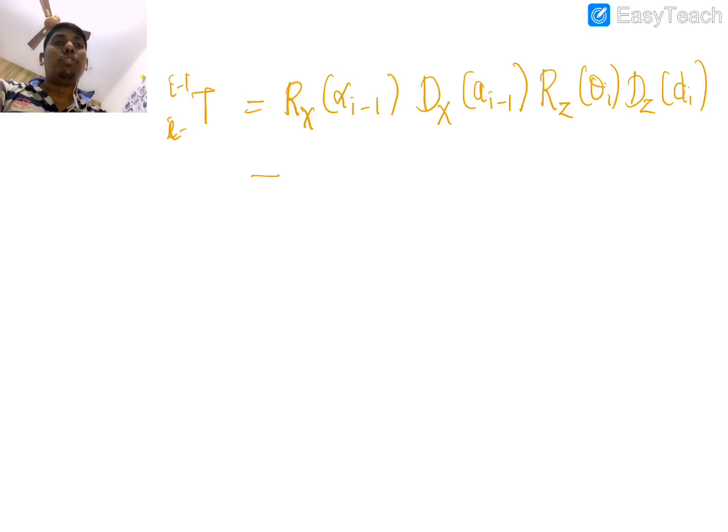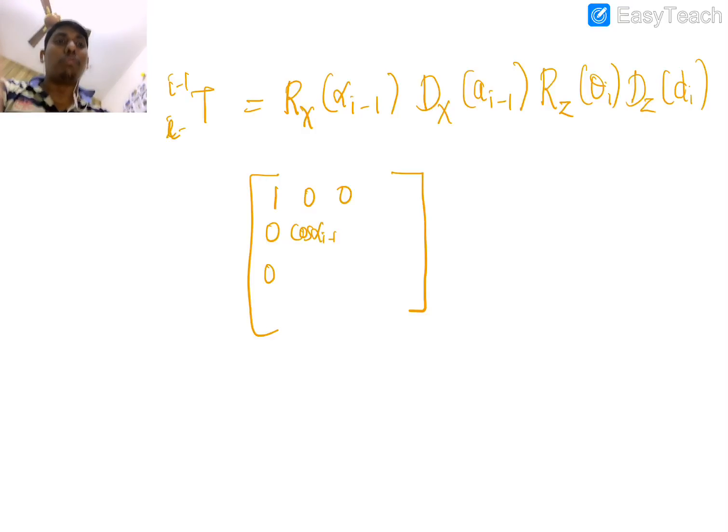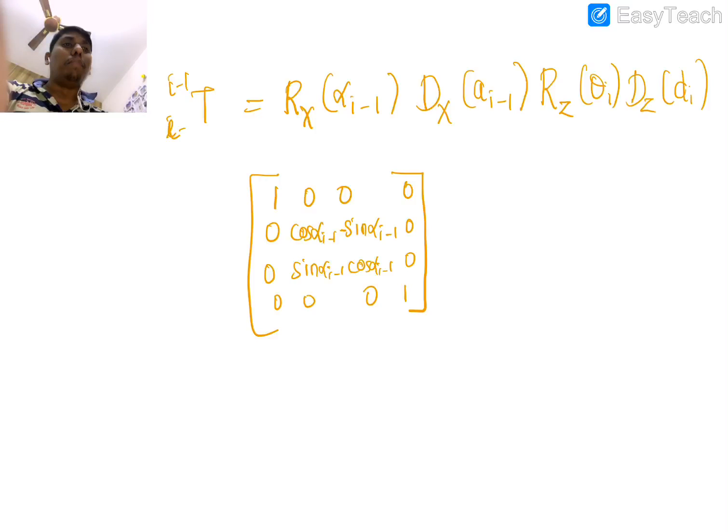You know the individual matrices. This is a rotation matrix about the x-axis, so the other terms would be 0, with cos alpha i minus 1, sin alpha i minus 1, minus sin alpha i minus 1, cos alpha i minus 1, and 1, 0, 0, 0. Similarly, the translation matrix along x would be 1, 0, 0 and ai minus 1, because the translation happened only along the x-axis. The rotation part is simply identity and there is no other vector term, right?